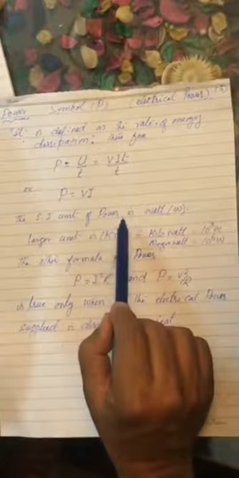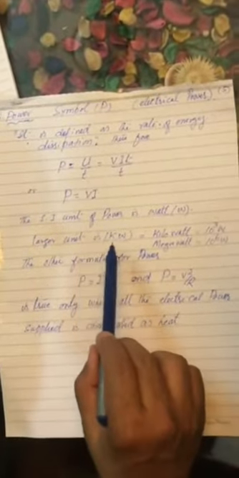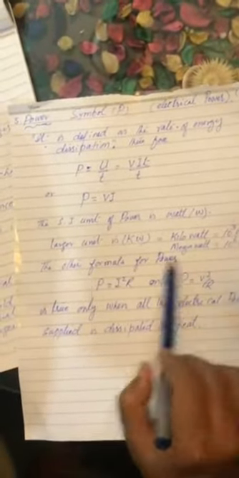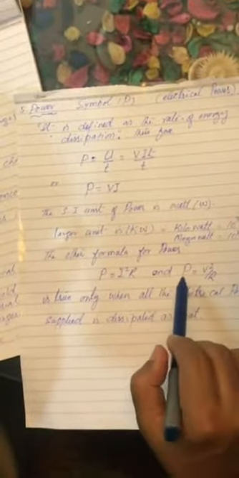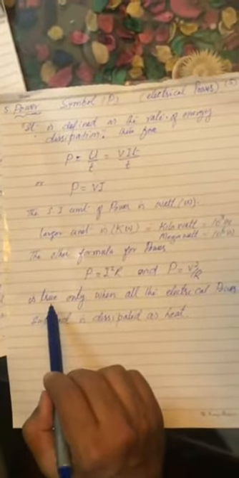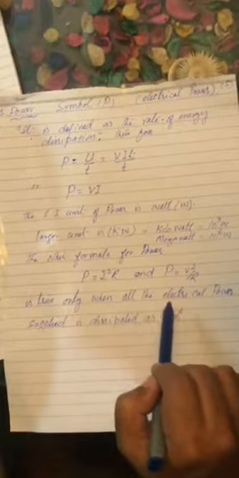The SI unit of power is watt. Larger unit is kilowatt, and kilowatt is equal to 10 to the power 3 watt. Megawatt is equal to 10 to the power 6 watt. The other formula for power is P is equal to I square into R, where I is current, R is the resistance, and other is P is equal to V square upon R. V is the voltage, R is the resistance. This formula is true only when all the electrical power supplied is dissipated as heat.